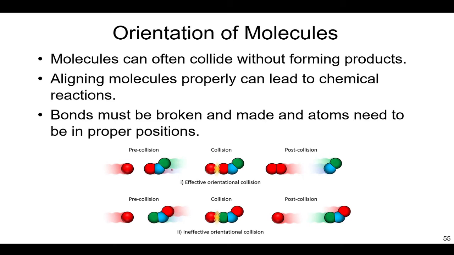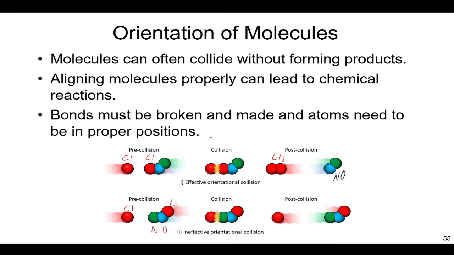Sometimes the molecules will collide and no reaction will occur. This is an ineffective orientational collision. The chlorine here is not colliding with the chlorine. It's colliding with the nitrogen or the oxygen. So they collide and bounce off each other. But aligning the molecules properly can lead to a chemical reaction. Here's a chlorine atom colliding with the chlorine atom, and now you can get Cl2 in the end, as well as this nitric oxide molecule.